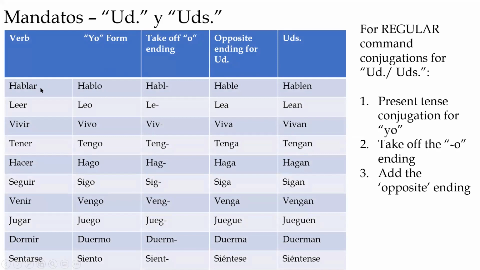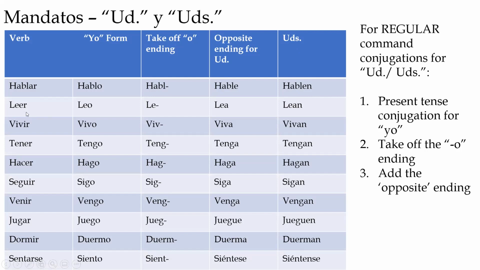First we have hablar. Then we change it to hablo. And if we want to take off the o ending for hablo, we just have habl. And when I say the opposite ending, it's going to be the same for all of these. Since hablar is an AR verb, we're going to instead add e at the end. So hable, speak. You're telling usted formally, hable. And if we wanted to do it for ustedes, all we do is simply add an n on the end.